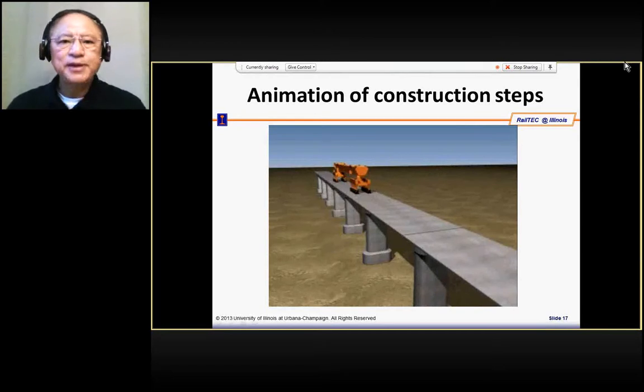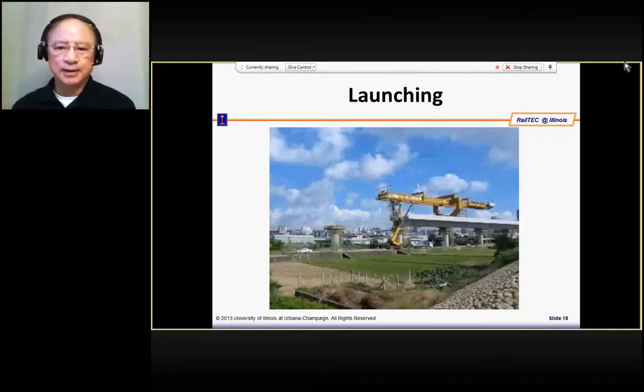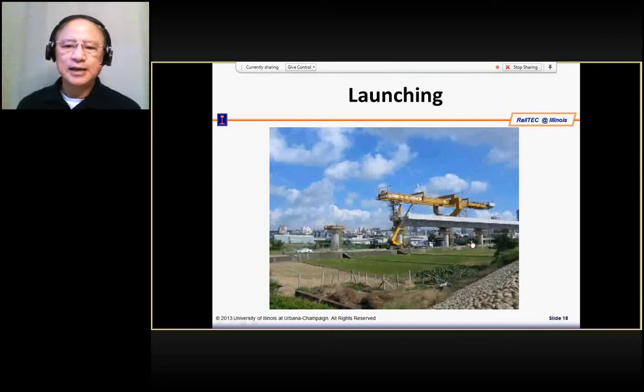Okay, so let me show you another way of transporting and constructing the girder. This is another machine which is used, and this time it is different. The transporter which transports the girder will not do the launching.